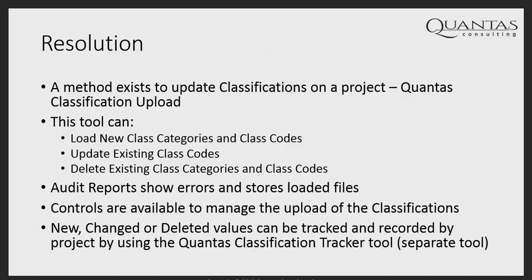The business reasons around these changes can be acquisitions, restructuring, correcting errors, and just reporting requirements. So how do we resolve this problem? A method exists to upload classifications in mass. That's the Quantas classification upload. This tool can be used to upload new classifications and class categories and class codes. It can update any existing class categories and class codes, and it can delete existing values. An audit report shows any errors, as well as the stored loaded files that were run prior to other updates.